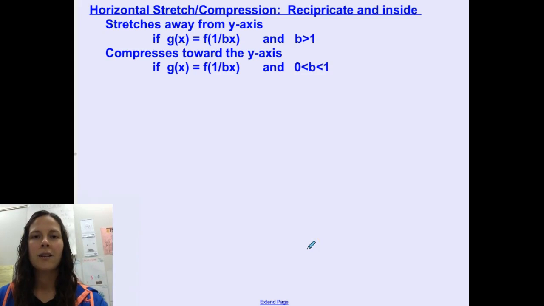And of course, horizontal compressions are grouped with the x and are not normal. If the value is greater than 1, it's a compression. If the value is between 0 and 1, then it's a stretch.